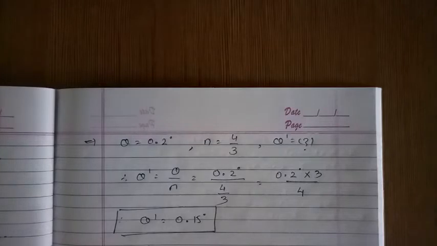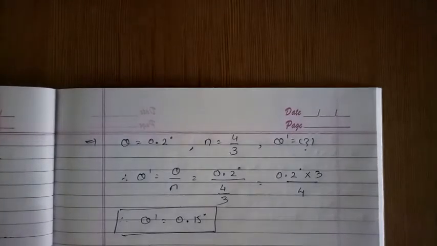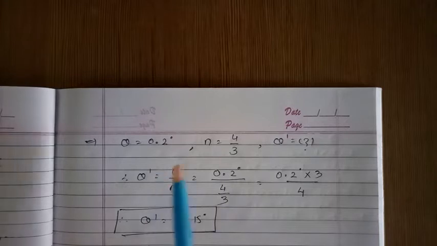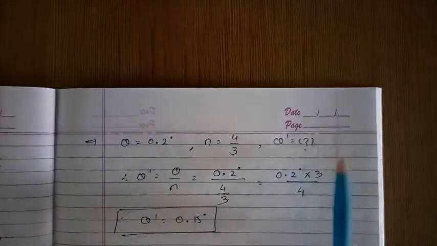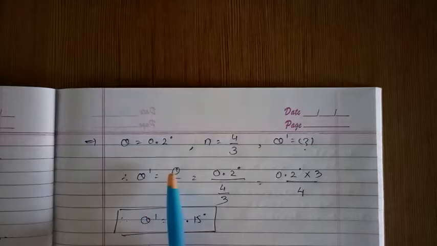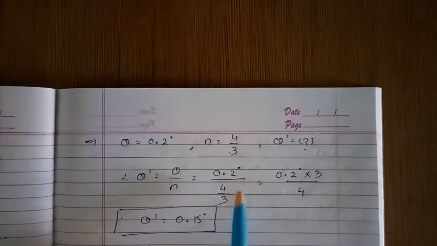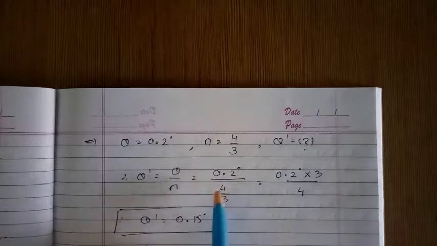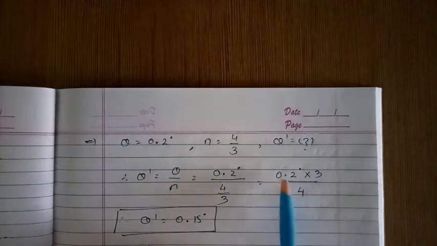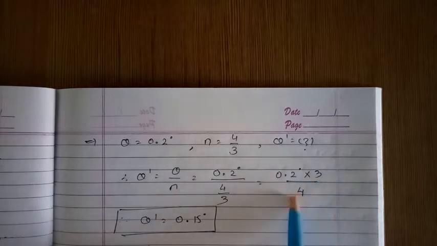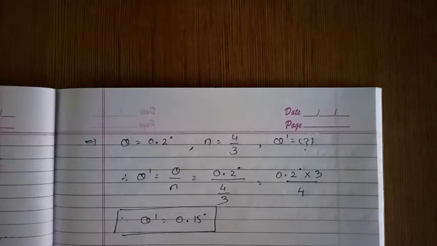So see here, our given angular width is 0.2 degree, so theta is equals to 0.2 degree. The refractive index is n is equals to 4/3. We have to find out the new angular width theta dash. So simple, theta dash is equals to theta upon n. Value of theta is 0.2 degree upon n 4/3. So 0.2 degree into 3 divided by 4. So we get theta dash is equals to 0.15 degree.